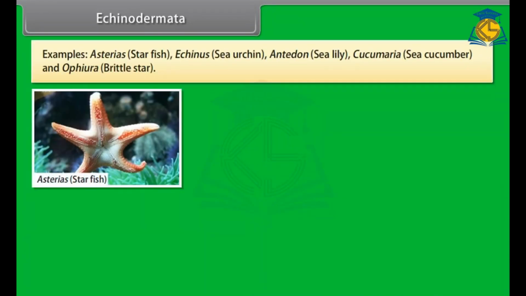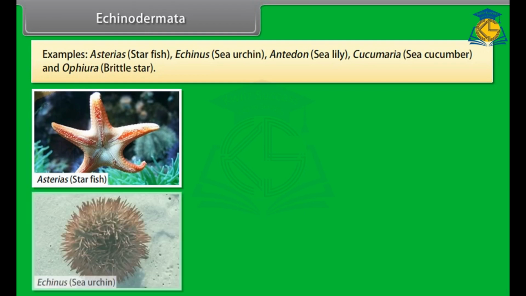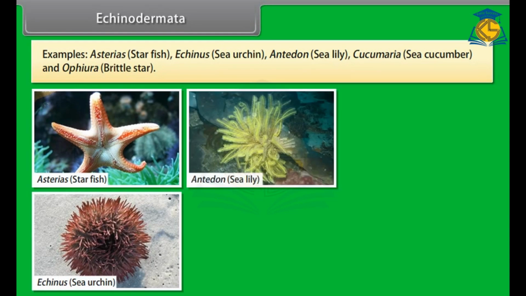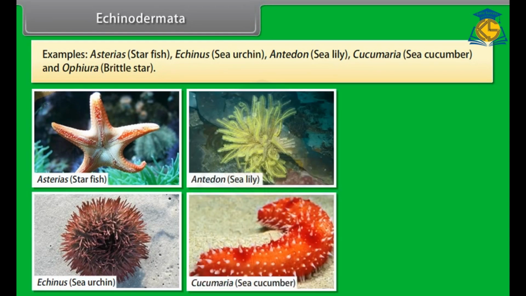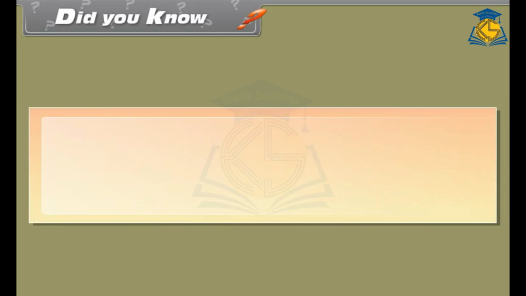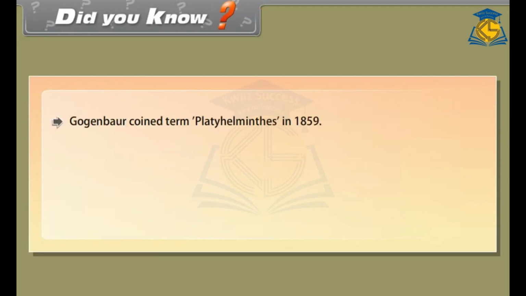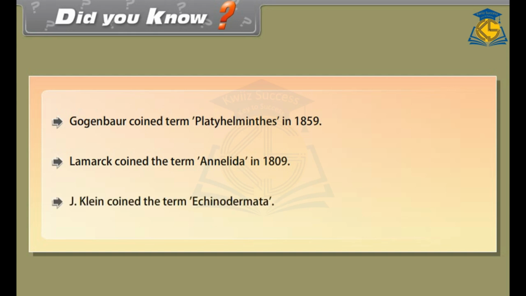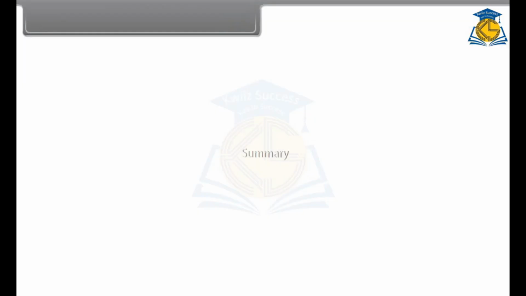Examples: Asterias, that is starfish; Echinus, that is sea urchin; Antedon, that is sea lily; Cucumaria, that is sea cucumber; and Ophiura, that is brittle star. Did you know? Goldfuss coined the term Platyhelminthes in 1859. Lamarck coined the term Annelida in 1809. J. Klein coined the term Echinodermata.